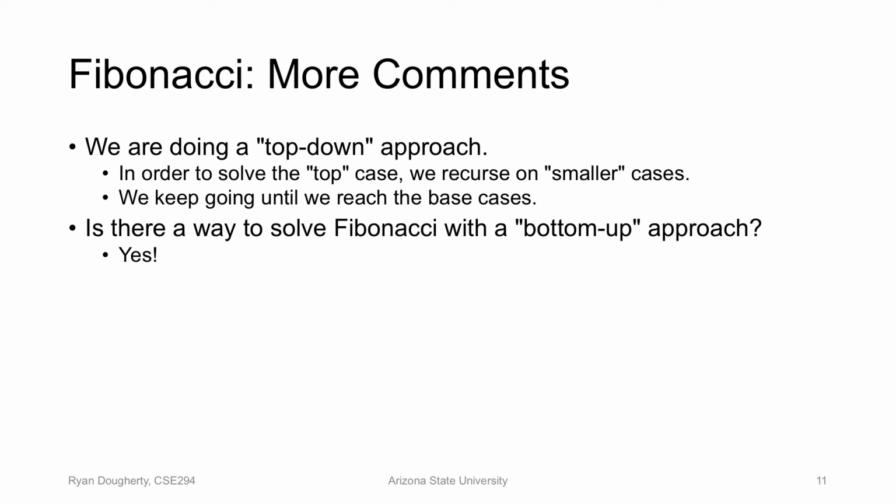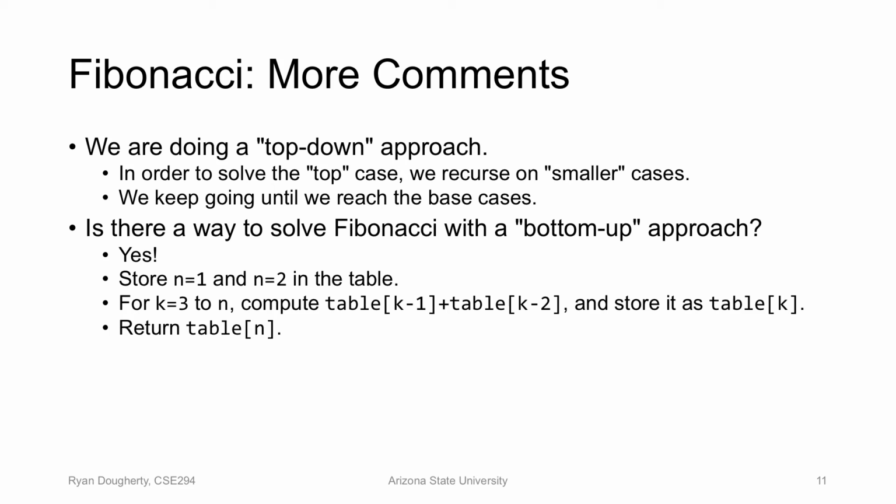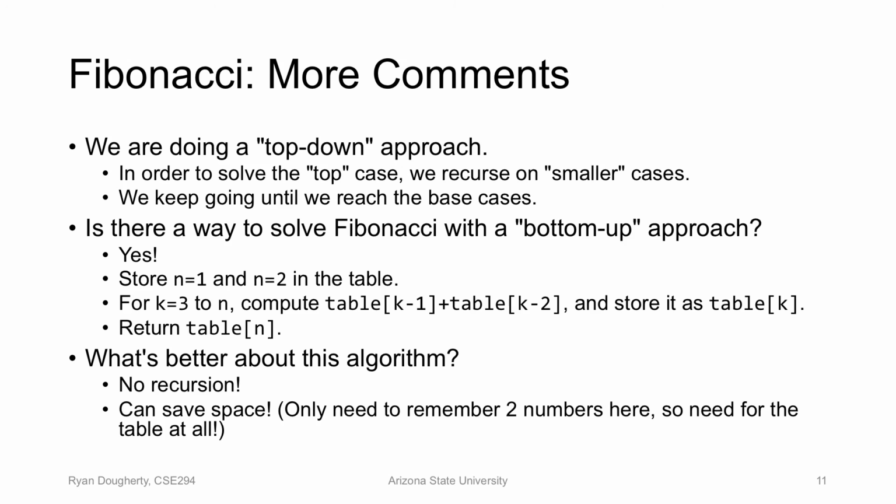So how do we do this bottom-up? What we do is we store n equals 1 and n equals 2 in the table. Then we compute values going upward. This is just details, but the idea is the same. So what's better about the bottom-up algorithm? Well, I don't need to do recursive calls. I just store in the table and keep accessing the last two elements as I go. There's no recursion.